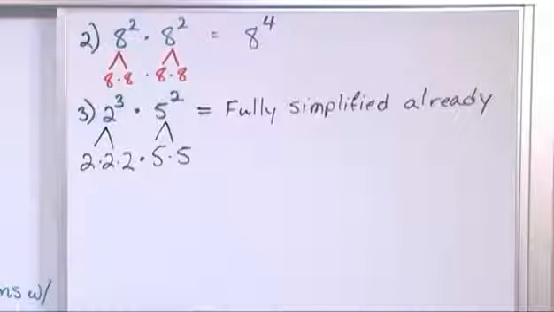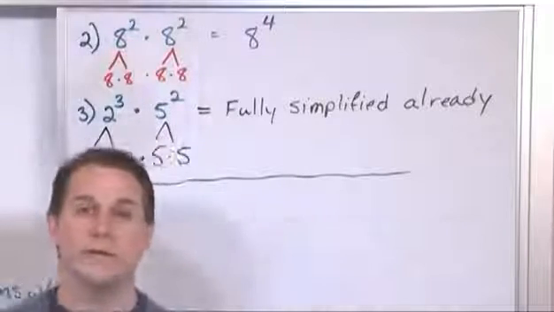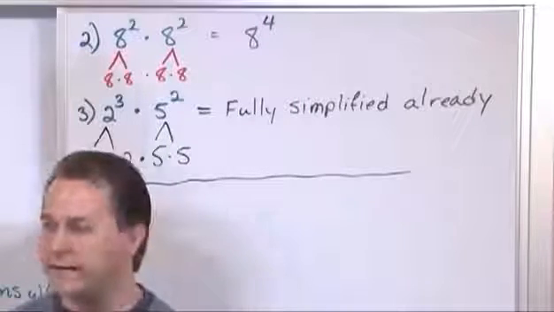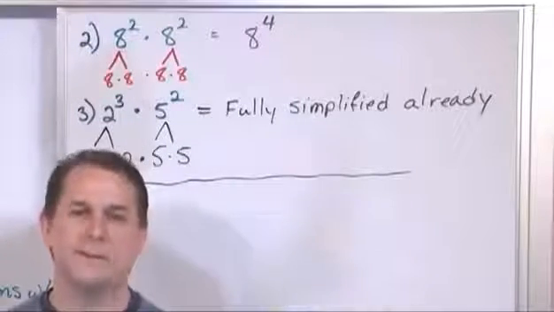Okay, so that's the rule that you need to know when multiplying numbers that have exponents. If the base is the same, then you can simply add the exponents. It doesn't matter what the base is, but if the base is the same, you can add the exponents.